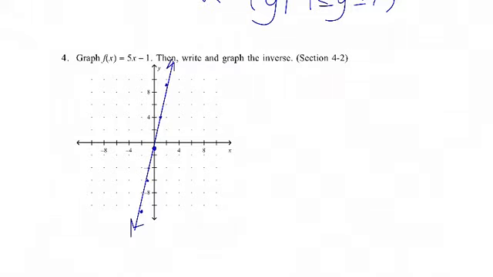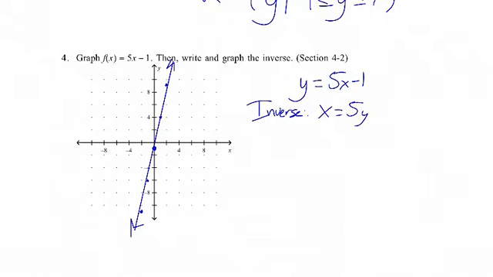Now it says write and graph the inverse. In order to write the inverse, we need to start off by writing our function as y equals. So y equals 5x minus 1. And then for the inverse, just like we did in the previous problem, you switch the x and y coordinates, so we can switch the places of x and y. So we make it x equals 5y minus 1.